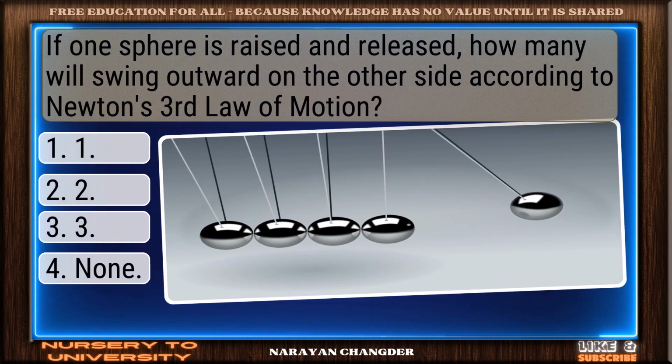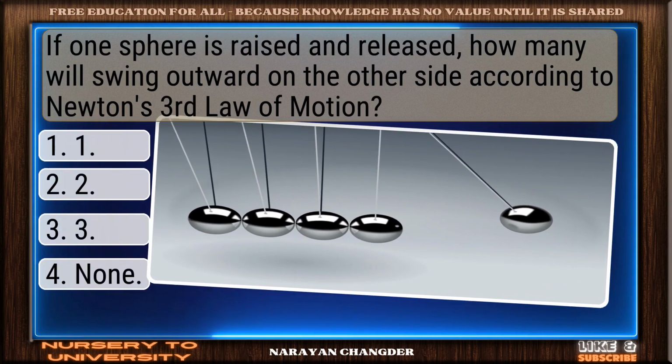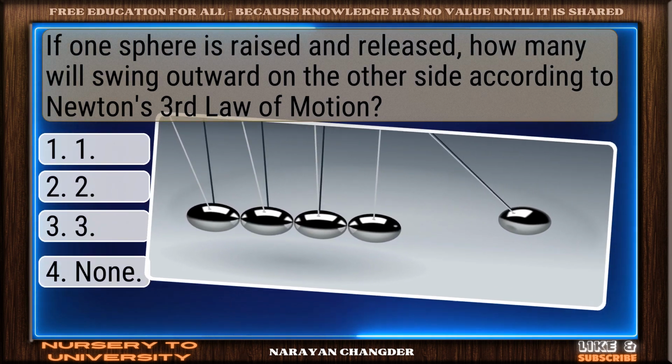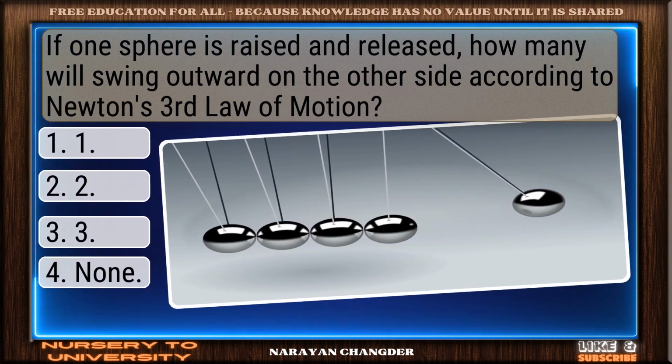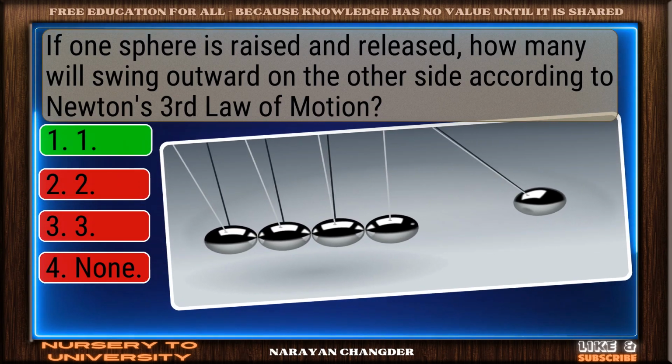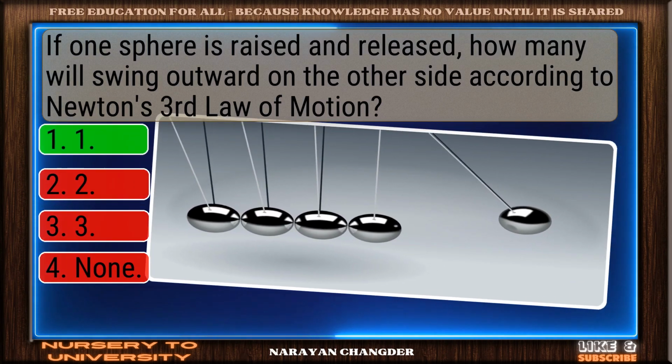Question number 8. If one sphere is raised and released, how many will swing outward on the other side according to Newton's third law of motion? Good job. Your answer, 1, works well here.